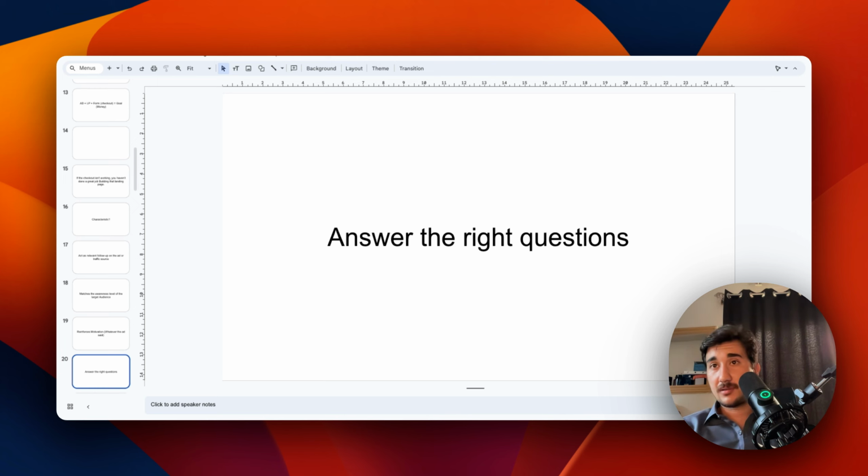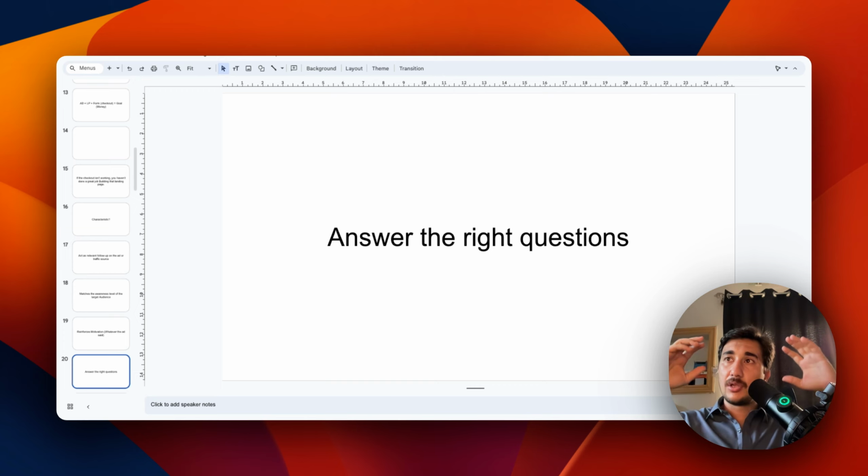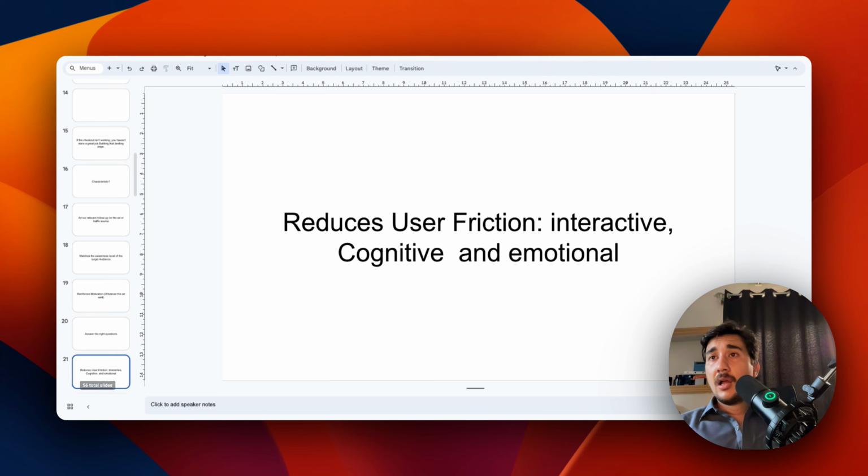Answer the right questions. If this has happened because of research, you will check out post-purchase surveys, review mining, heuristic analysis, or anything like that, because they have answers on their mind. You can answer those questions on a landing page, which is really important, to be honest. Reduce friction.